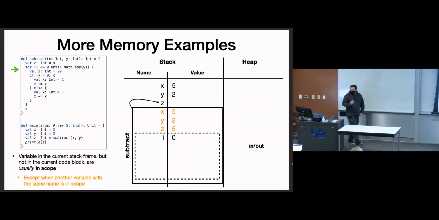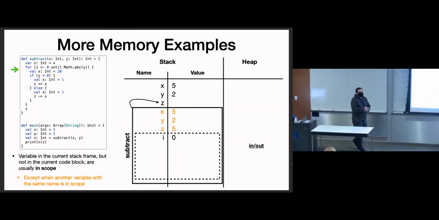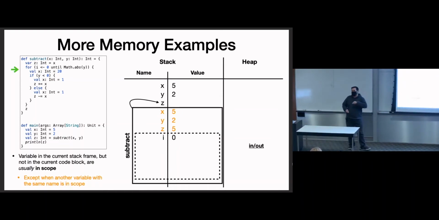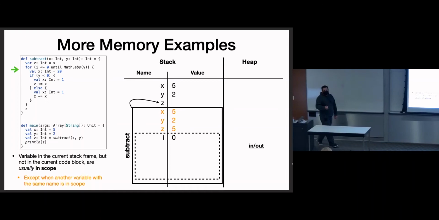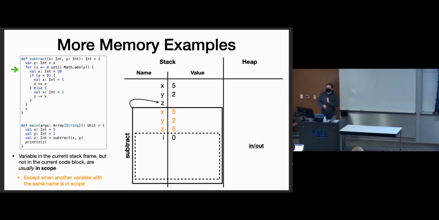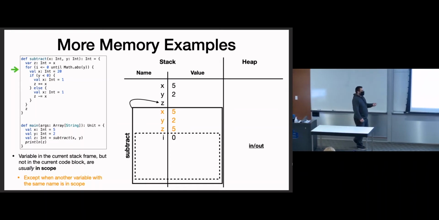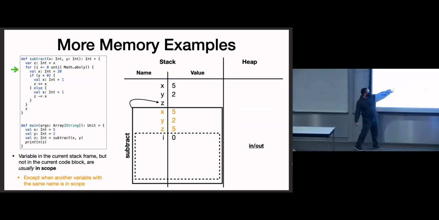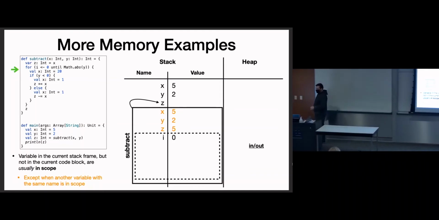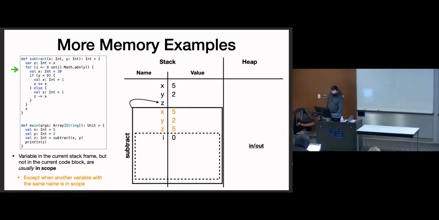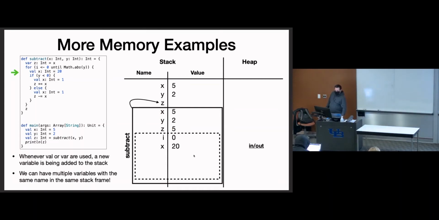Any values that are in the current stack frame, but not in the current code block, are sometimes in scope. And the rule here, we'll see examples, we'll talk about it for a lot of this lecture, is they're in scope unless there's another variable with the same name that's already in scope. Then that variable will be in scope. So that case hasn't come up, but it will right now.